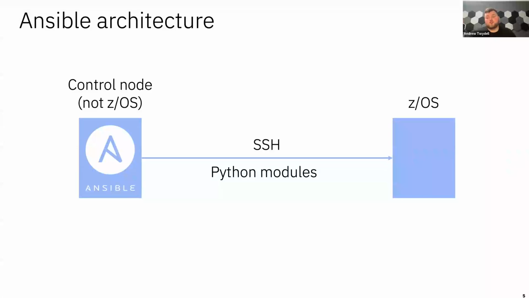And then your managed node, or the system you're automating, or systems you're automating. In our case, that's going to be either your laptop again or a z/OS system that we're pointing to. And it's SSH that handles that connection. It ships little packets of Python code over to your managed node, executes them, and gets a response back.